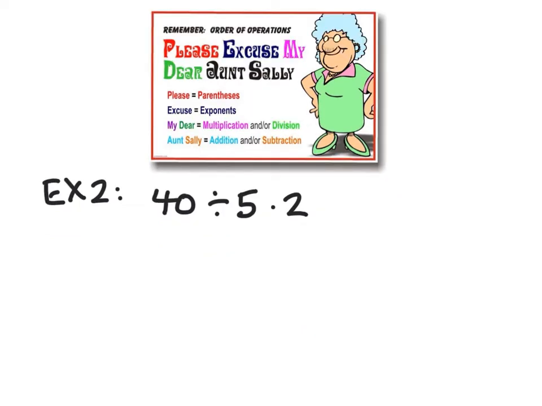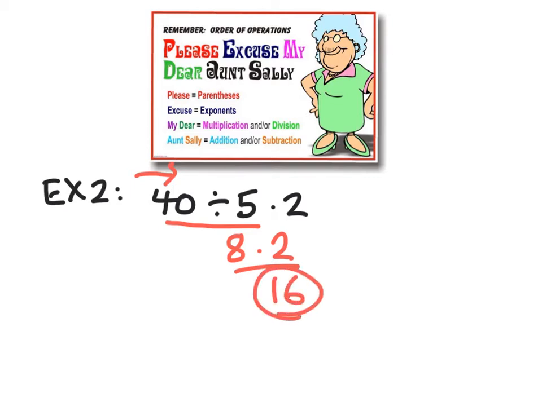Okay, so here's example 2. Now, which operation should we do first, according to the please excuse my dear Aunt Sally? If you said multiplication, that's not correct because it's multiplication and or division. So going left to right, the first one we would do would be division. 40 divided by 5, which is 8, then 8 times 2, that equals 16. Again, if we would have went 5 times 2 first, that would have been 10, and then 40 divided by 10 would give us the answer of 4, which is not the correct answer.